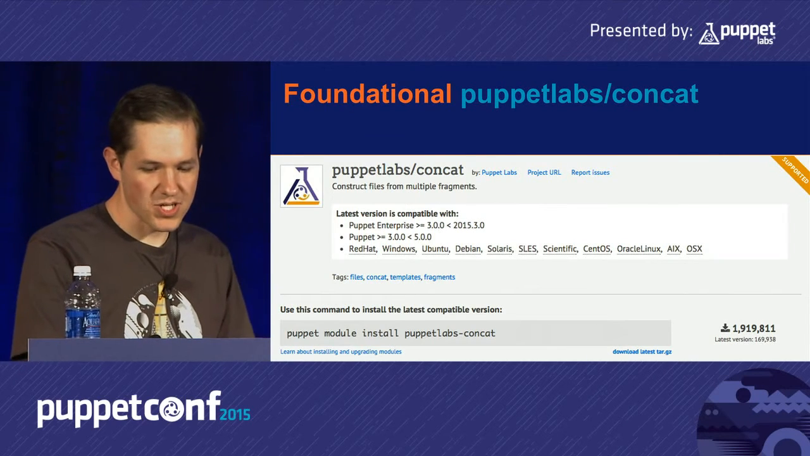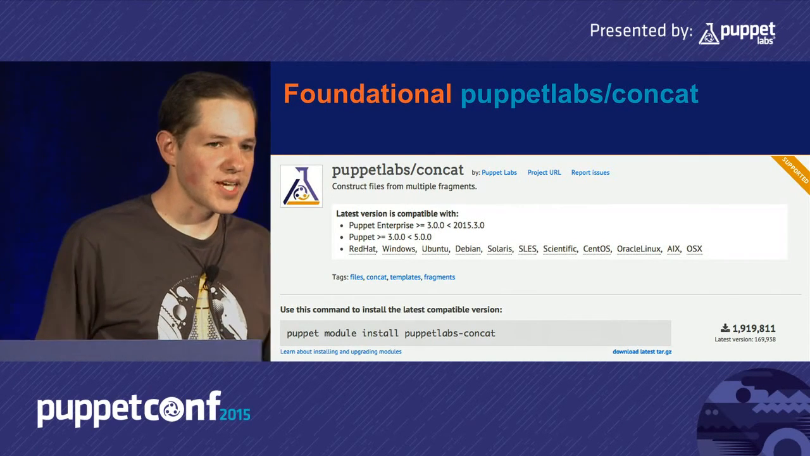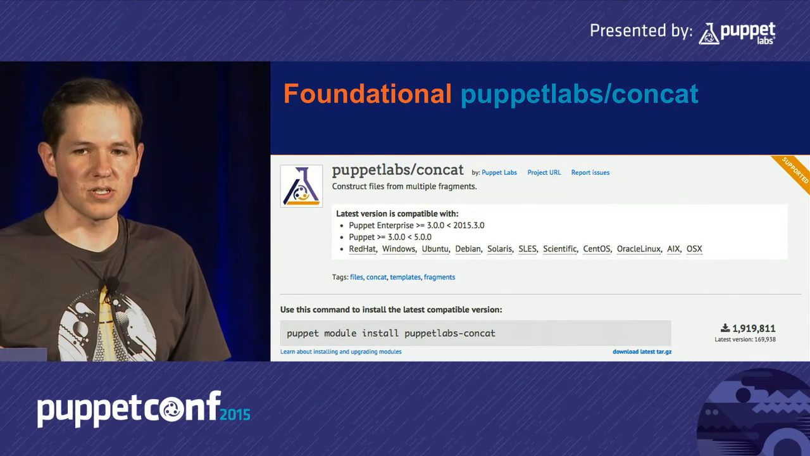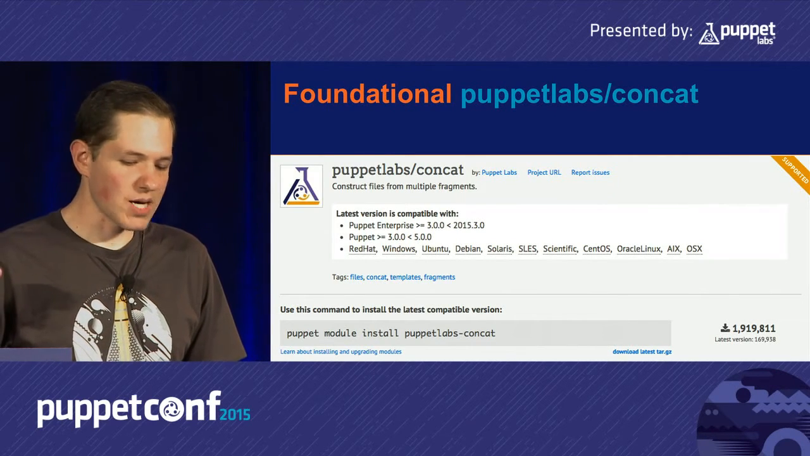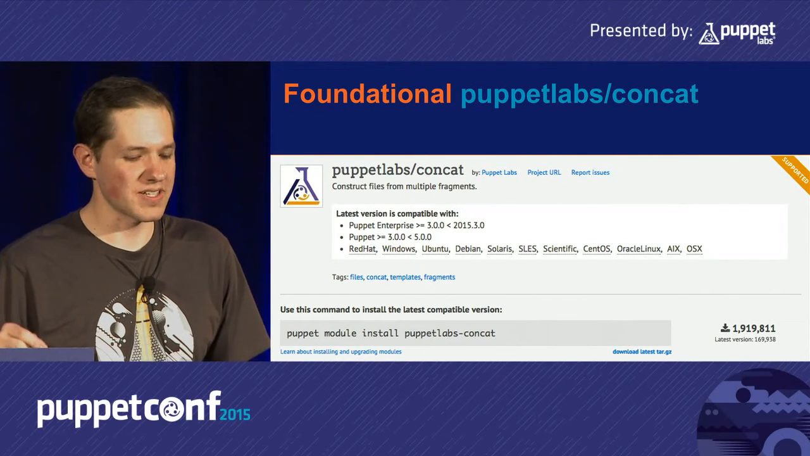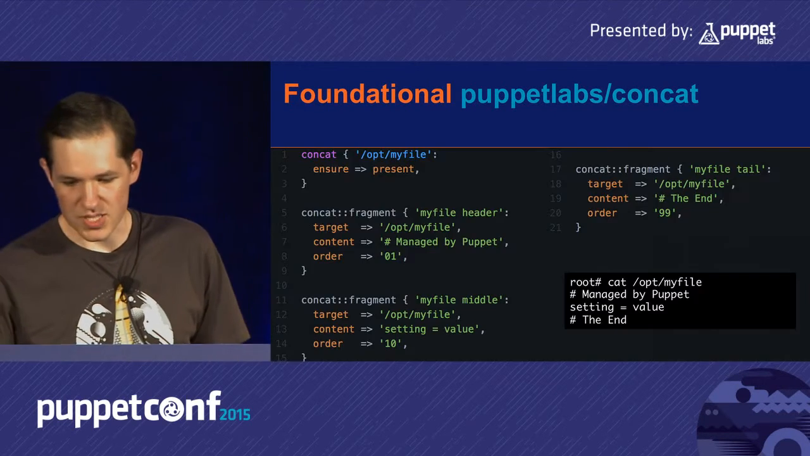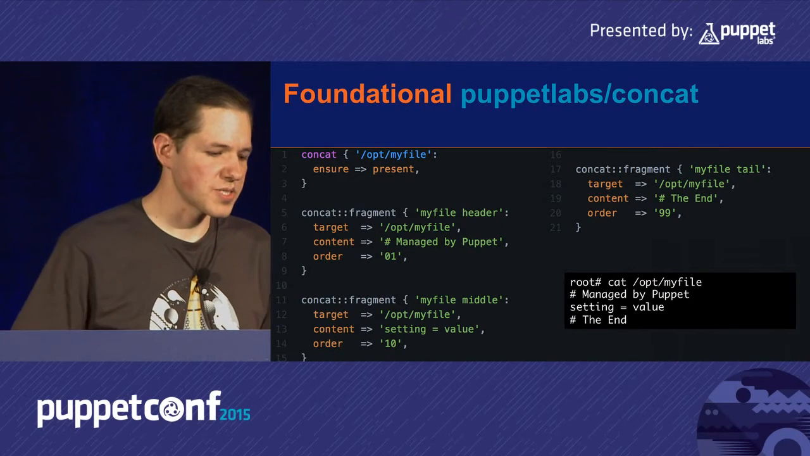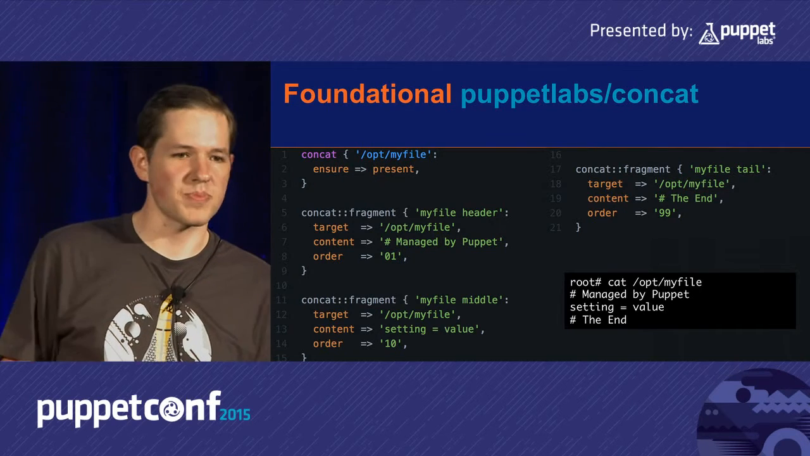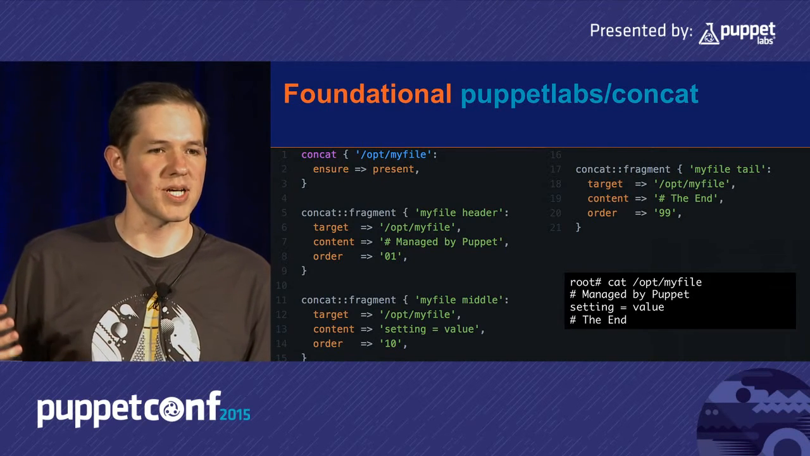The other module I'd call foundational is concat. This one, as time goes on and better modules come out, concat gets less and less critical. But back in the day, concat was the only way of building a file besides the file resource. And it was the only way of building a file piecemeal or piece by piece. What it does is basically, it's a very simple pattern, but it's a standard, everybody uses the puppetlabs concat module, a uniform way of achieving it.